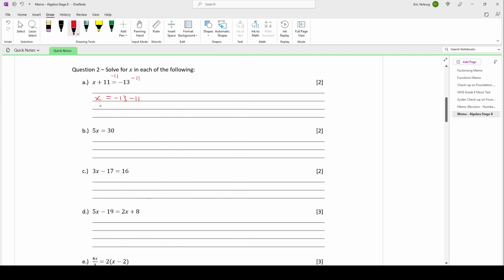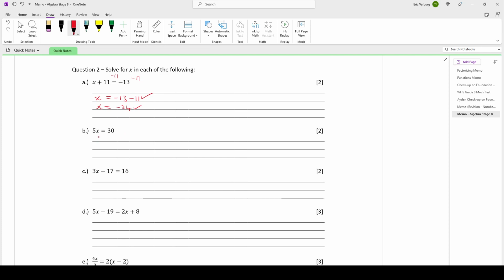So then we've got x equals negative 13 minus 11, which is negative 24. And that's it. As soon as x is by itself and this is simplified, that's that. You'll get a mark here for showing that to get rid of plus 11, we do minus 11, and then for the calculation for your answer.